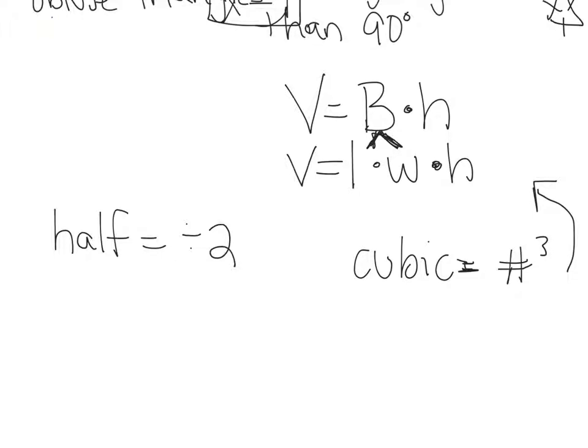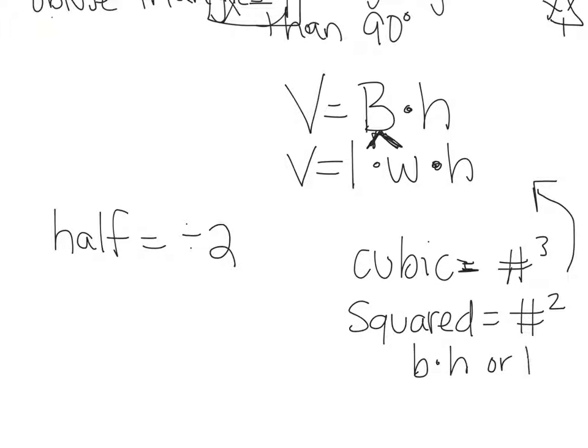If it says squared, that means the number is to the second power. That means there are 2 factor sets, which would be like base, the little b, times height, or length times width, which are used interchangeably. So look for a square. If it says something squared, you're looking for area. If it says something cubic, you're looking for volume. So those are just vocabulary terms that you need to remember.